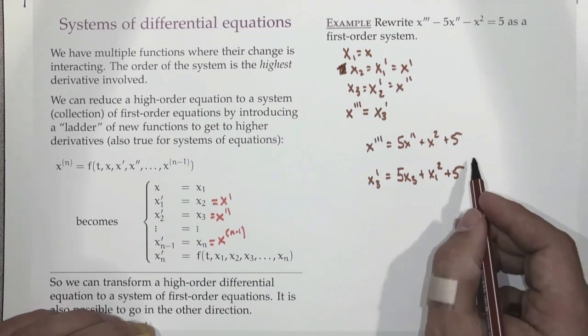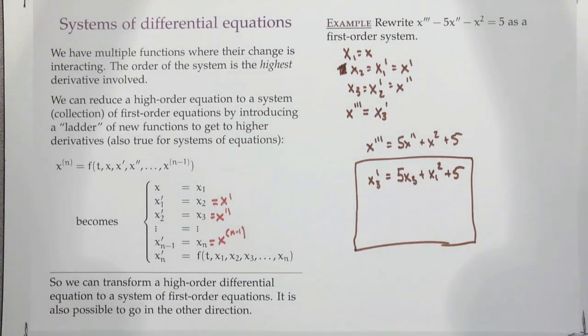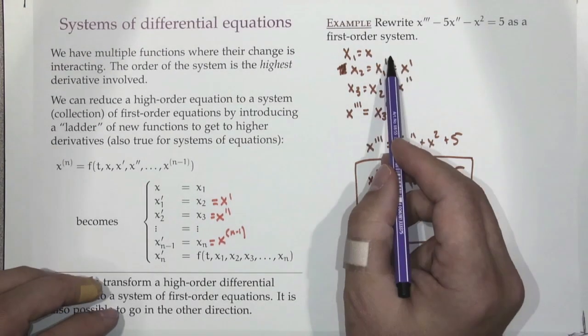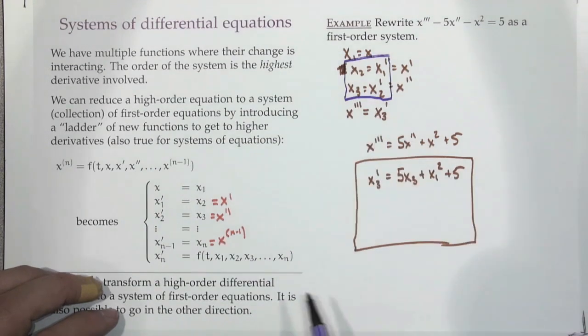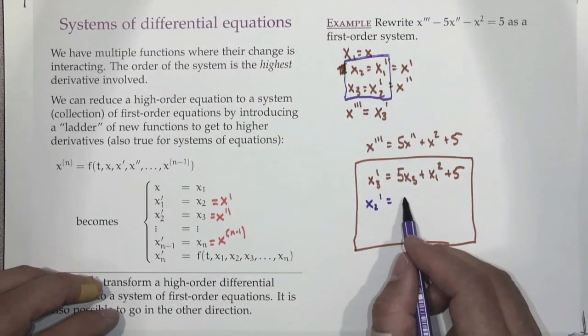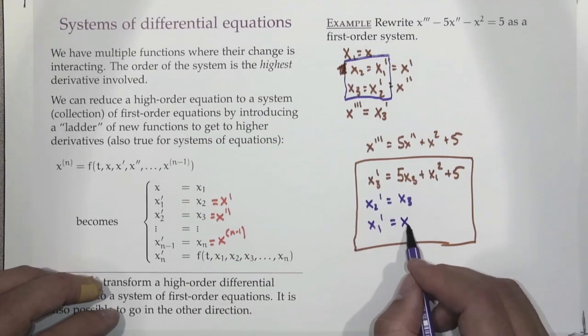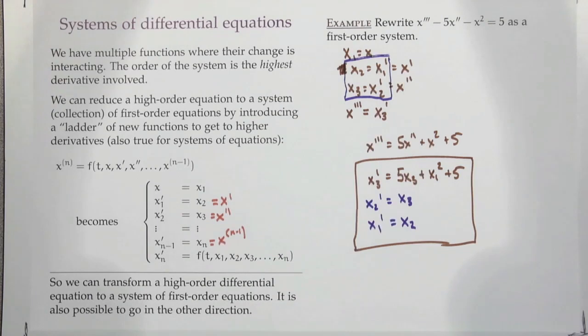Now, is this the answer? No, it's not the answer, right? There's a suspicious gap here. It's supposed to be a system of equations. What are the other equations? Yeah, our other equations are these ones. So you'll have that x2 prime equals x3 and x1 prime equals x2. And there's your system of equations.